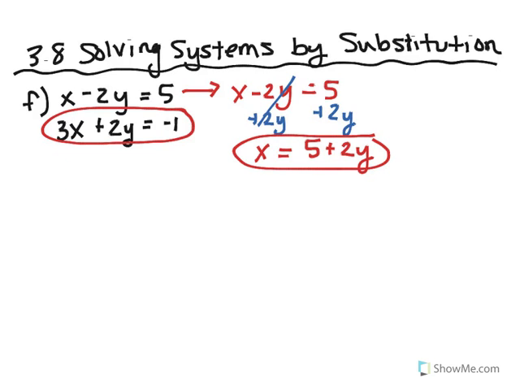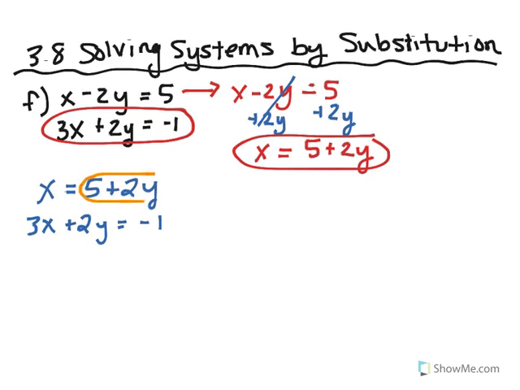So my new equations I'm going to use are x equals 5 plus 2y and 3x plus 2y equals negative 1. Remembering in substitution, I know that x equals 5 plus 2y, and I'm going to substitute that expression in for x in my other equation. So once I do that, I get 3 times, instead of x, I'm going to put 5 plus 2y. Then I'm going to add 2y, and that's going to equal negative 1.